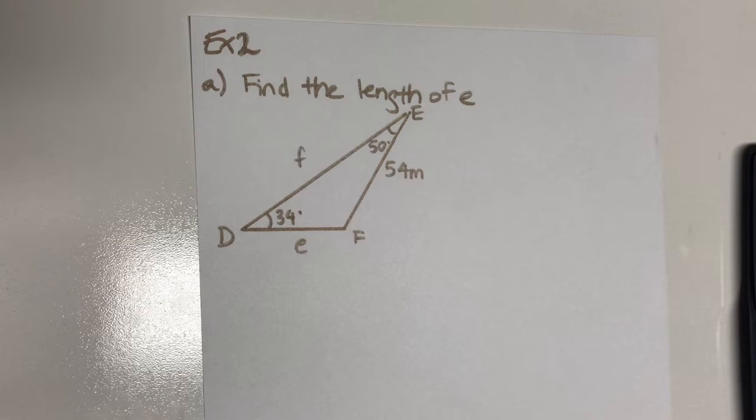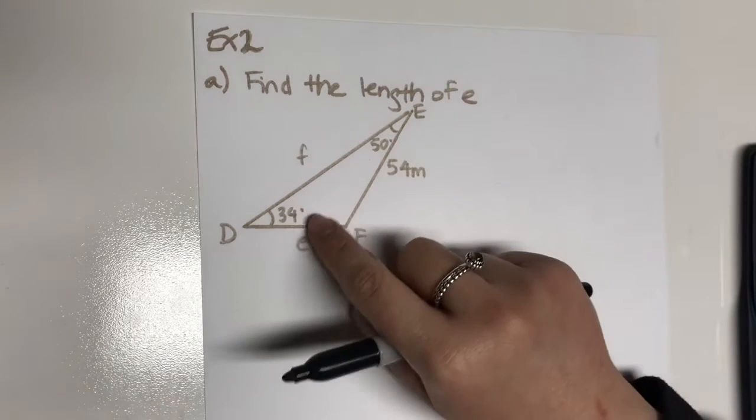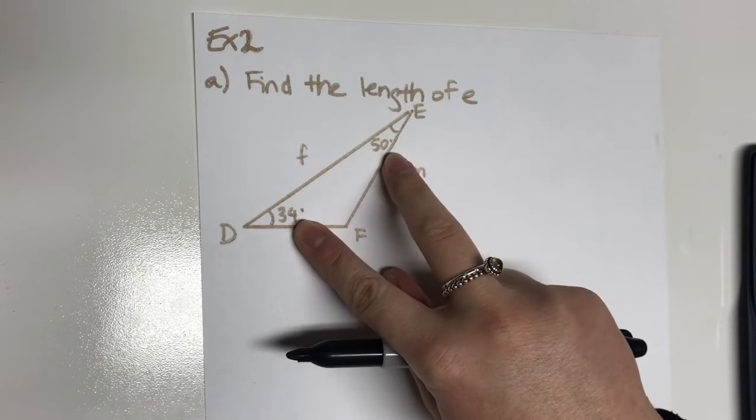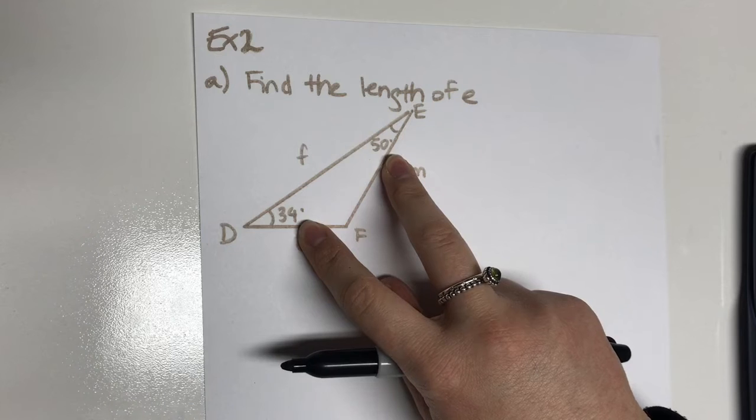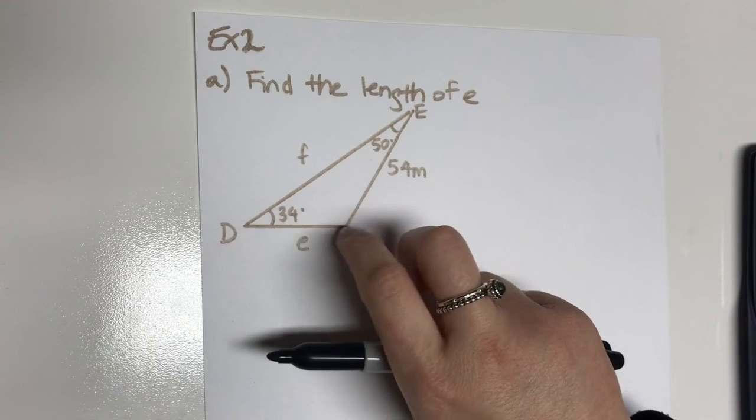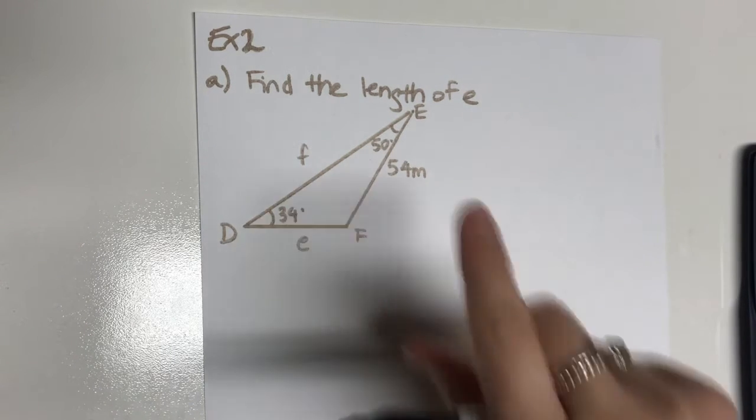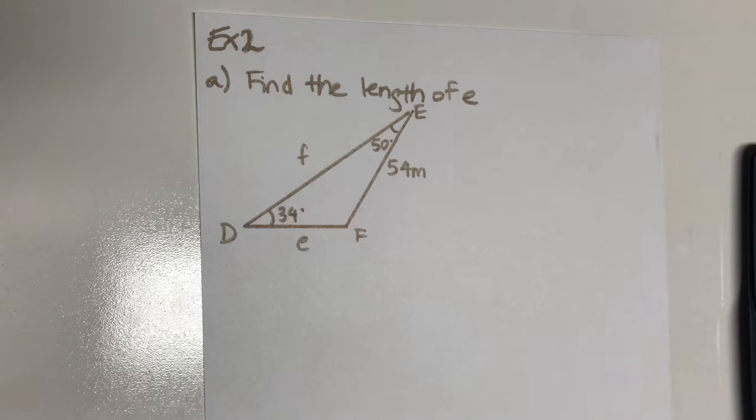I can't use any of those ratios, and I can even verify that this isn't a right angle by adding these two together. It gives me 84. There's no way for the three of them to make a sum of 180 degrees, so I know that that's not going to be a right angle. So I'm going to start off by writing out my formula for sine.